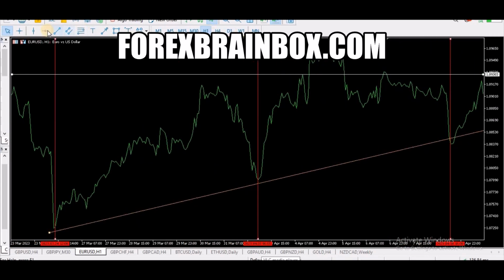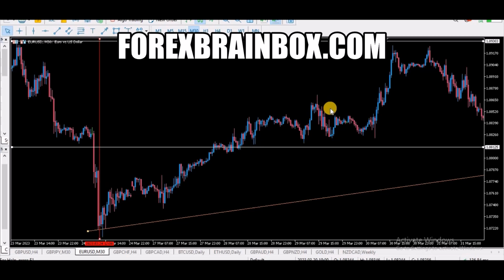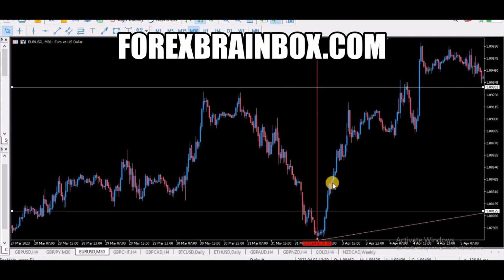There is yet another one right here. At the break of this high, market went all the way. When you go to a lower time frame, you get a clearer view. You can see that, right? Structural formations everywhere. Let's see just yet another.